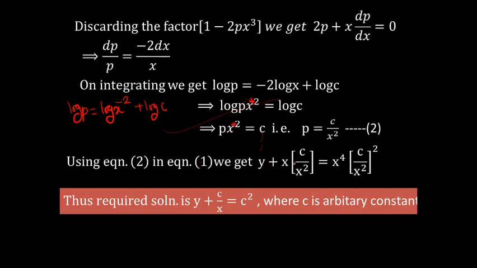So that gives us y plus xp, that is c by x square, equal to x to the power 4 p square. Just simplify, you will find x to the power 4 will get cancelled and we will have another x cancelled here. So we will have the required solution as y plus c by x is equal to c square, where c is an arbitrary constant. So I hope the concept of equation soluble for y is clear to you all.